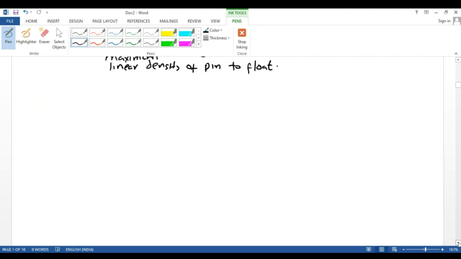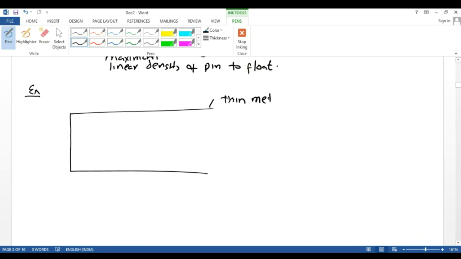We'll just take another example. Imagine that we have this frame, right? This is a thin metal frame, right? And in this thin metal frame, we have, let us say, a soap solution, right?